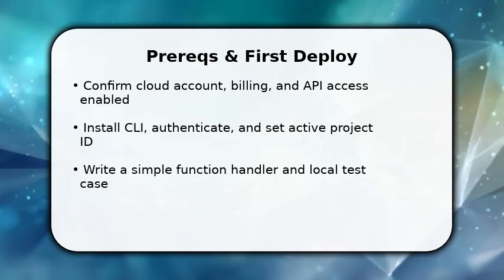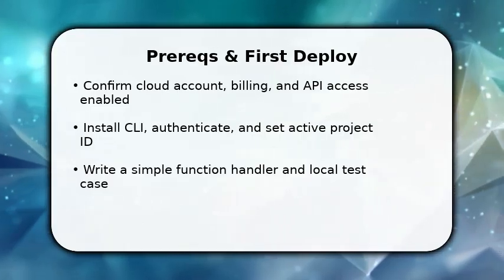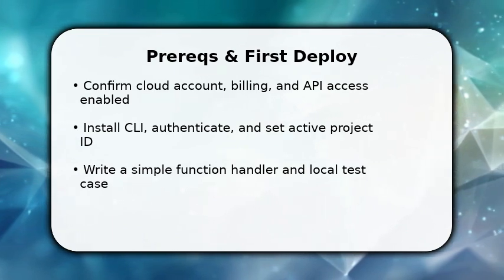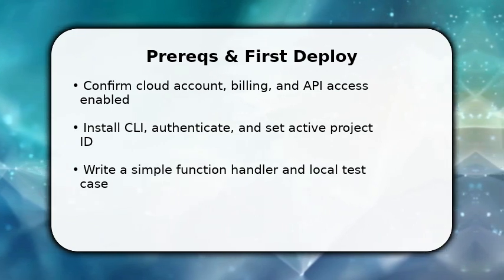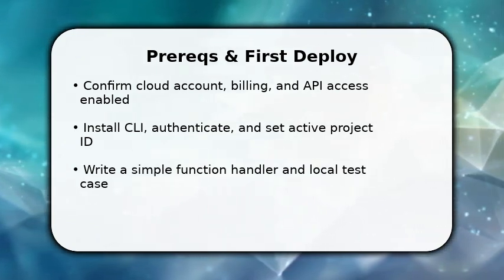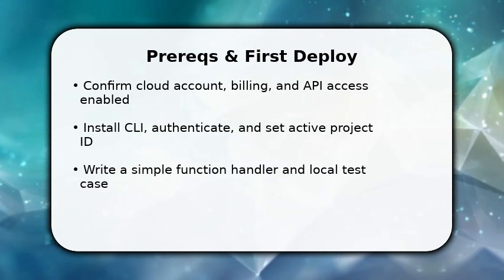You begin by preparing essentials. Enable billing and the Functions API, install the Cloud CLI, and authenticate with your account. Once done, set the active project ID so deployments target the right environment.